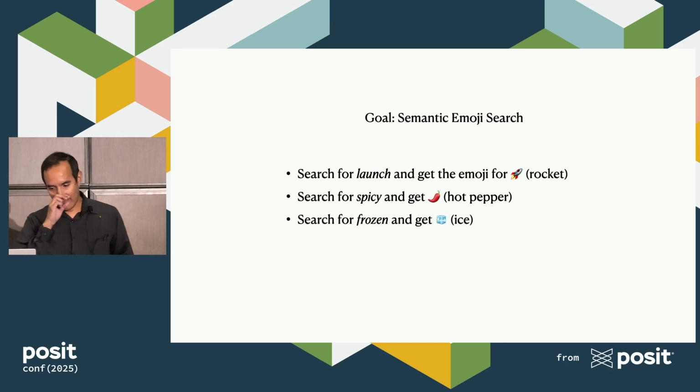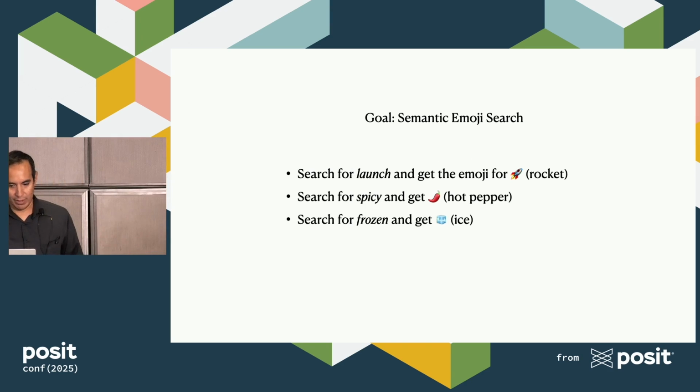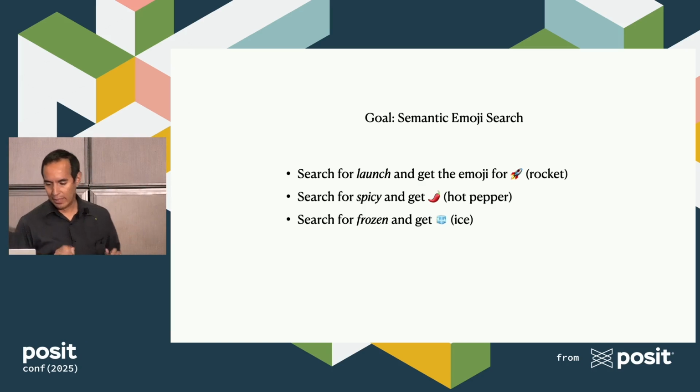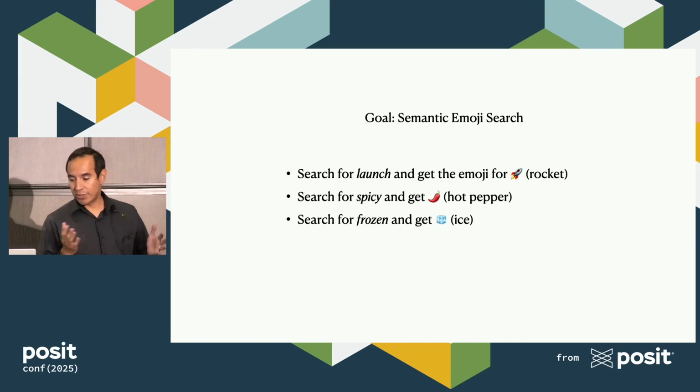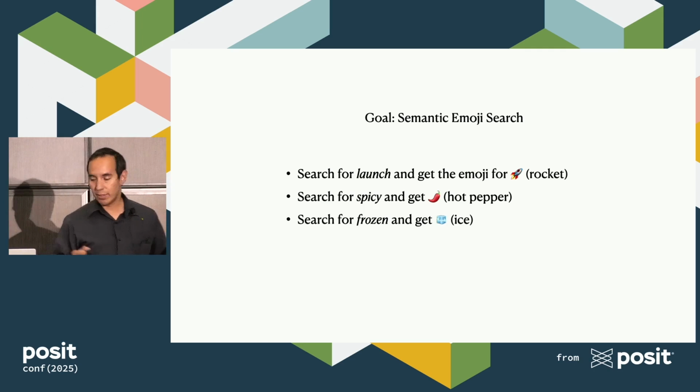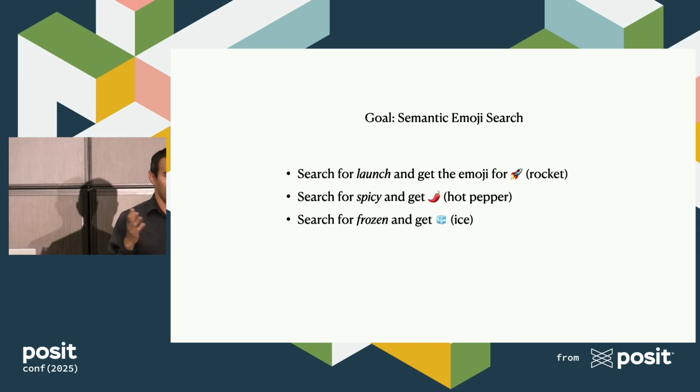So I'm going to talk about this in the context of a kind of goofy web app that I made called a semantic emoji search. It was a goal that I had. I was nerd sniped into making this app a couple of years ago. So the idea was you search for launch and you get the emoji for rocket. You can search for spicy and get a pepper. You can search for frozen and get ice or snow. So this was the goal I had. This is what I wanted to build.